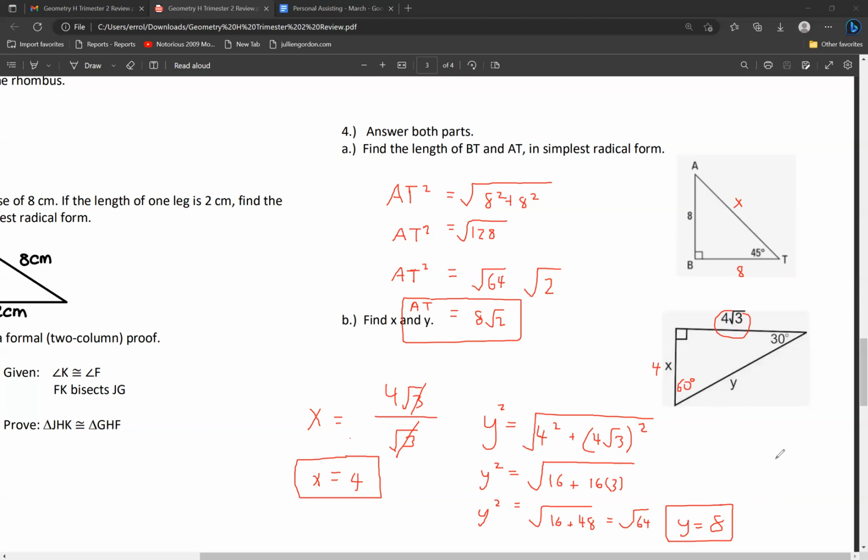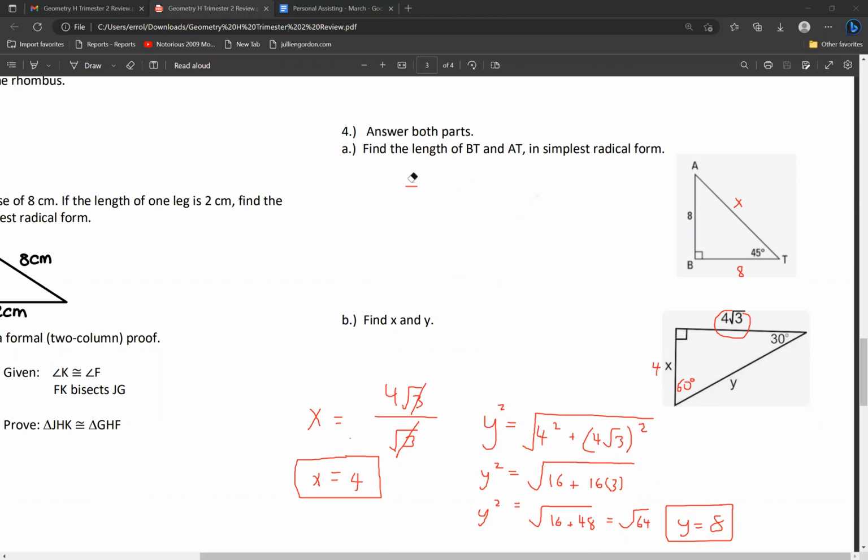Good on those ones. All right. On these questions, just remember your Pythagorean theorem. What else are we using? Pythagorean theorem and, well, that question is mostly Pythagorean theorem.